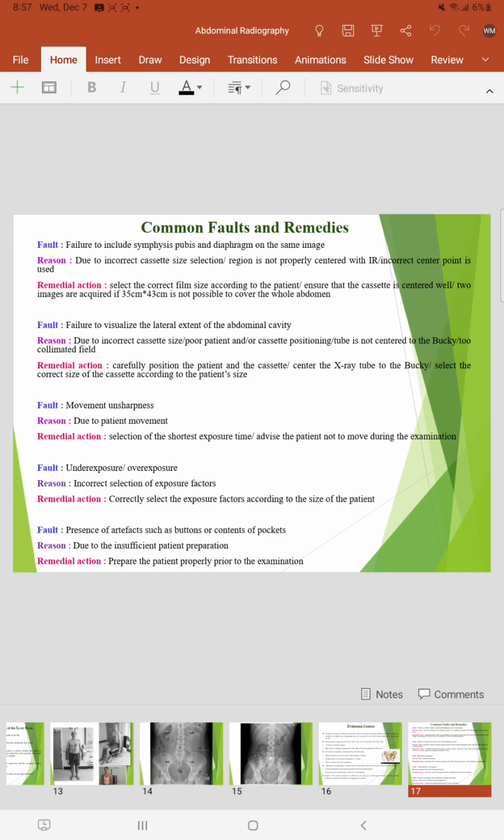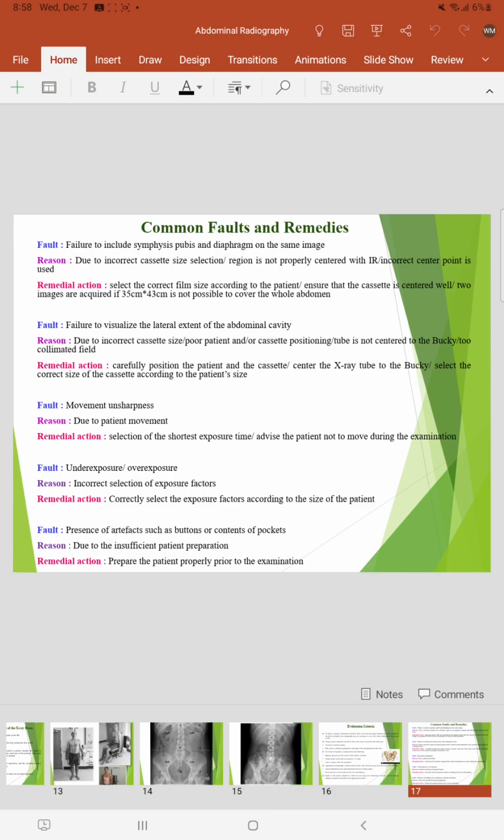Second fault: failure to visualize the lateral extent of the abdominal cavity, due to incorrect cassette size, poor patient and cassette positioning, or the tube not centered to the bucky, or failure to collimate the field. Remedial actions: carefully position the patient and the cassette, center the tube to the bucky, and select the correct size of the cassette according to the patient size.